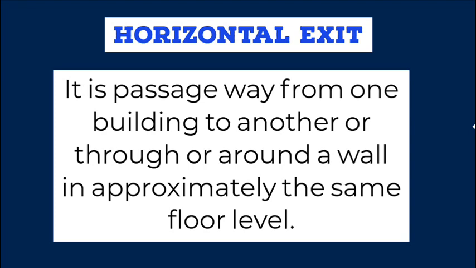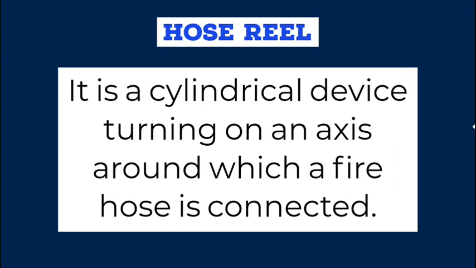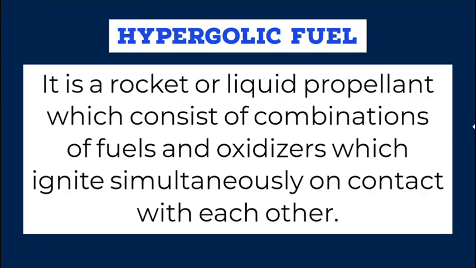Horizontal exit. It is a passageway from one building to another or through or around a wall in approximately the same floor level. Hose box. It is a box or cabinet where fire hoses, valves and other equipment are stored and arranged for firefighting. Hose reel. It is a cylindrical device turning on an axis around which a fire hose is connected. Hypergolic fuel. It is a rocket or liquid propellant which consists of combinations of fuels and oxidizers which ignite simultaneously on contact with each other.